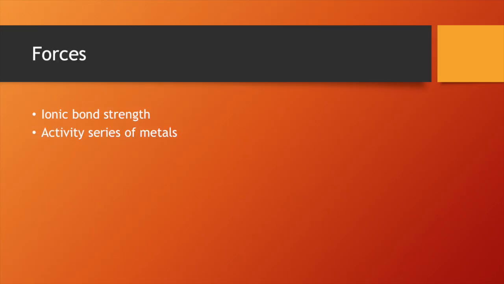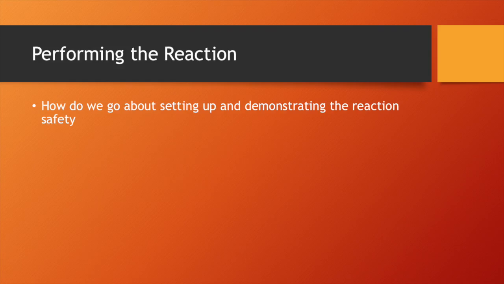The activity series means that metals higher up in the series displace metals lower in the series, but the reaction still requires an initial input of energy to break the original bonds. Another force in this reaction is the expanding of molecules in the surroundings, mainly gases, due to their increase in temperature.